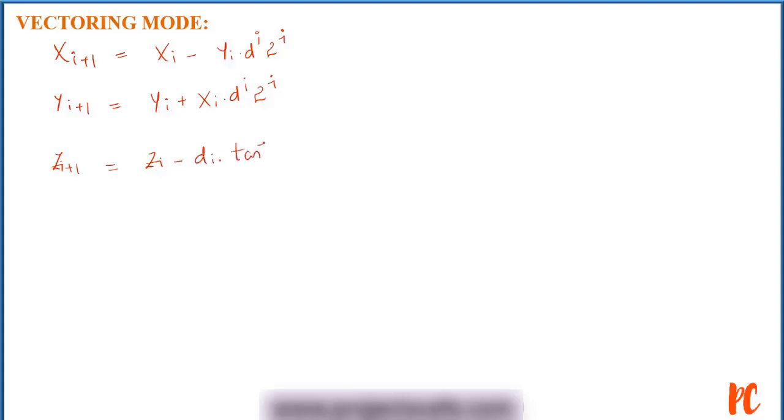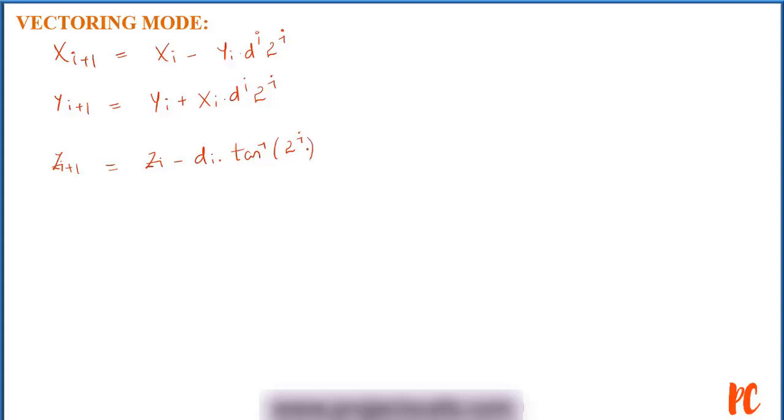So the mathematical expression for the vectoring mode will be much similar to the rotational mode, which is xi plus 1 is equal to xi minus yi into di into 2 power minus i. Similarly, yi plus 1 is equal to yi plus xi into di into 2 power minus i. Much similar with respect to the angle, zi plus 1 is equal to zi minus di into tan inverse of 2 power minus i.